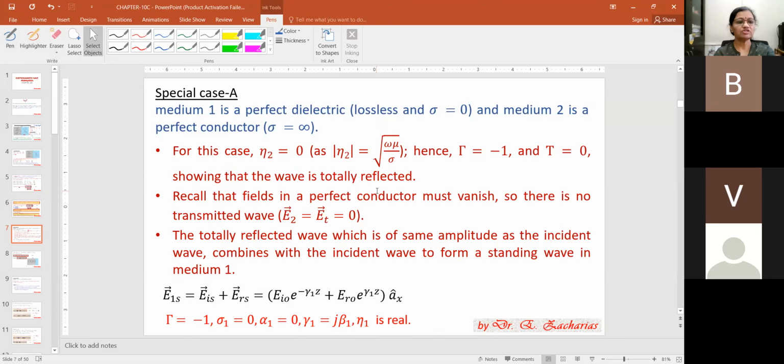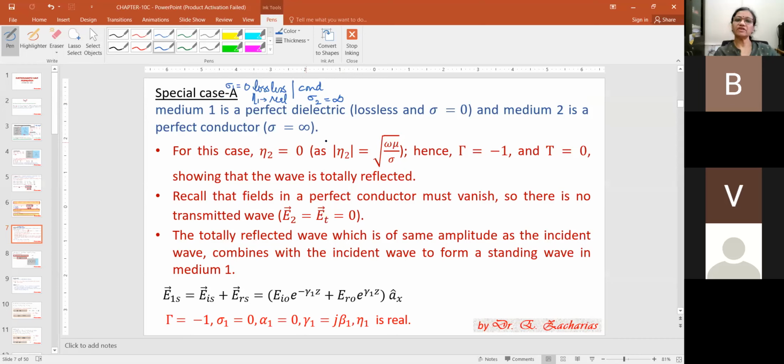Okay, now let us get into special situations. First we start with special case A. So what is special case A? Medium 1 is a perfect dielectric. That means lossless. So eta 1 is real. Okay, and medium 2 is a perfect conductor. If it's a perfect conductor, then you know that eta 2 is infinity and eta 1 is 0.